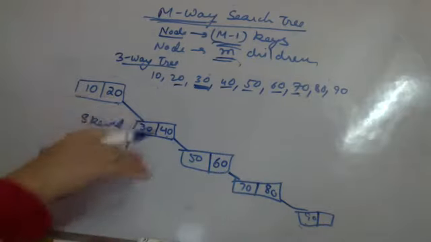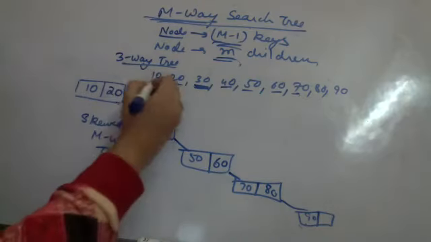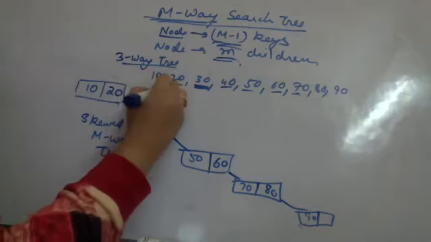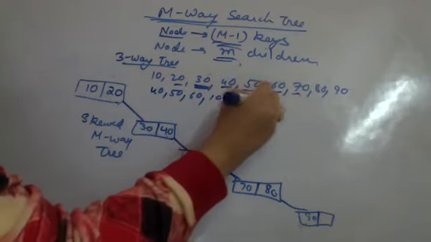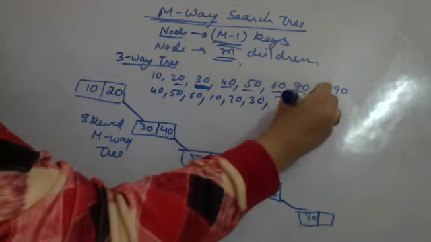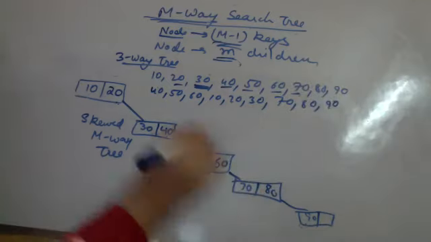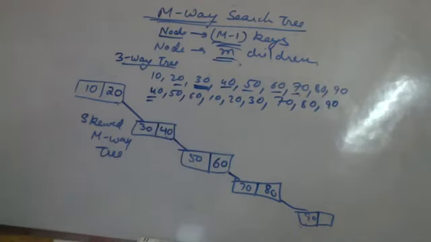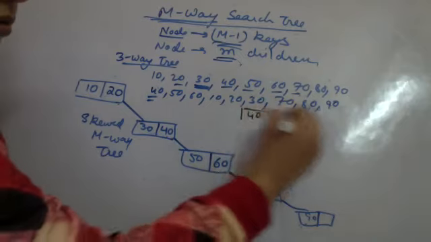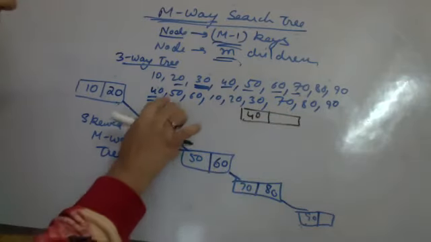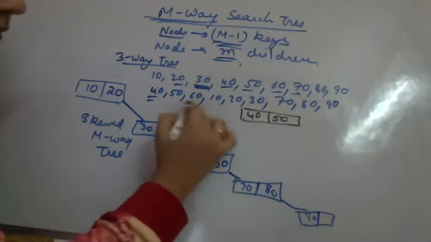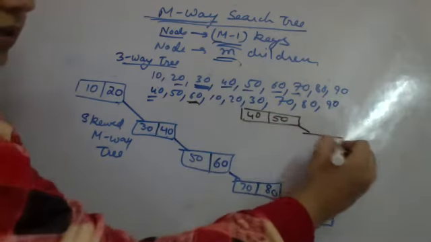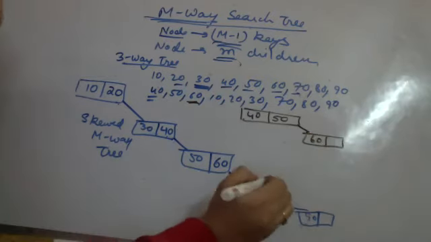Now the same data, supposedly the data was not in this manner. Supposedly you were inserting 40, 50, 60, then you were inserting 10, 20, 30. Just an example. Then you were inserting 70, 80, 90. When you insert 40, 40 would have become the root. You insert 50, 50 is greater than 40, so it gets inserted over here. Now you have 60, 60 is greater than 50, you create a new node, 60 would have come here.